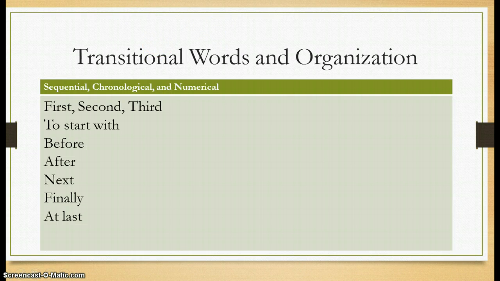Some things that might clue you in that you're reading a process analysis are transitional words and organization. They're typically going to be sequential, chronological, and numerical. You'll see words like first, second, and third. First I did this, then I did that. Finally I did this. To start with, before, after, next, finally, at last. So process analysis' goal is not to confuse you, so it will take things in steps, sequentially, how they happen, time-wise, how they happened.